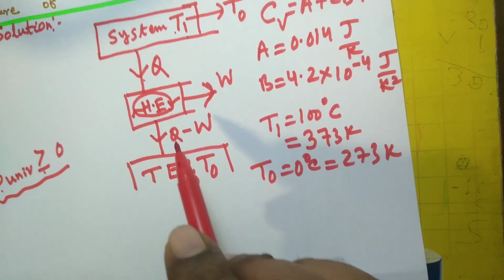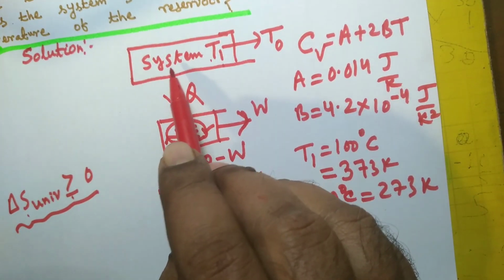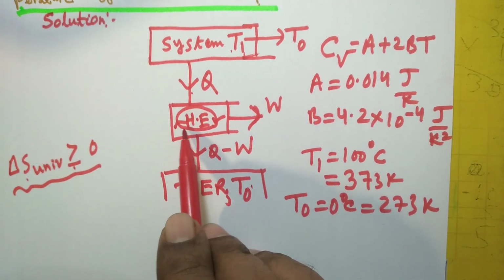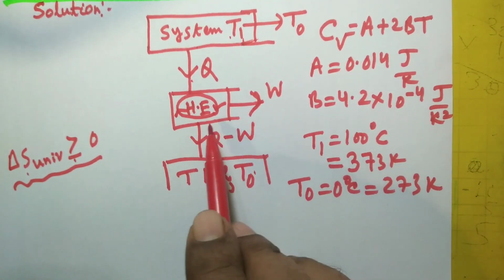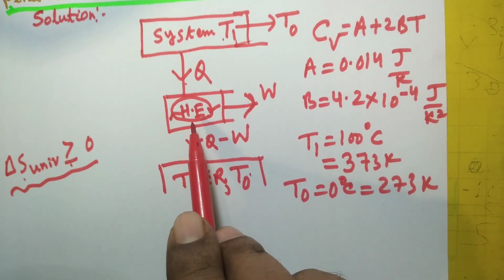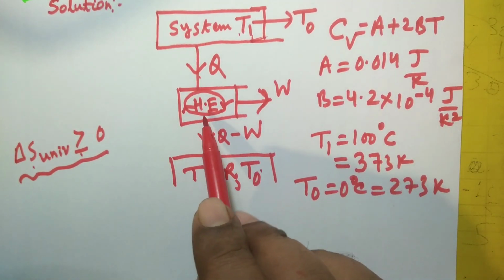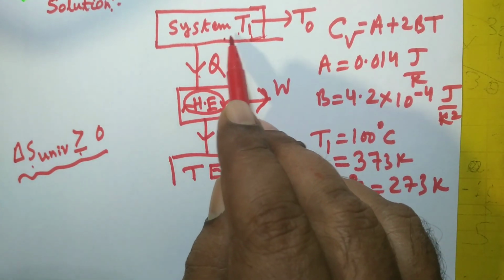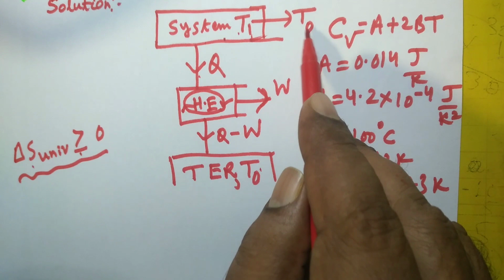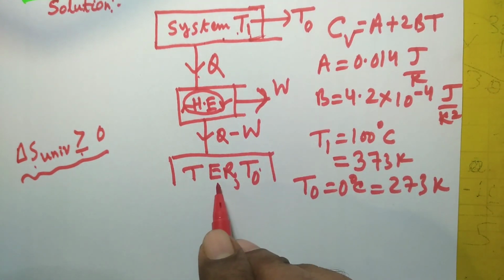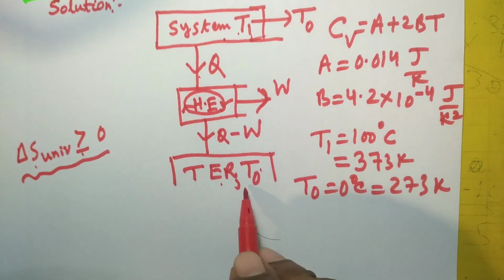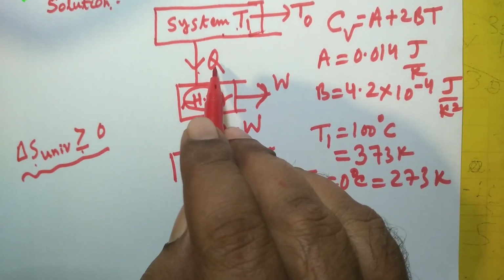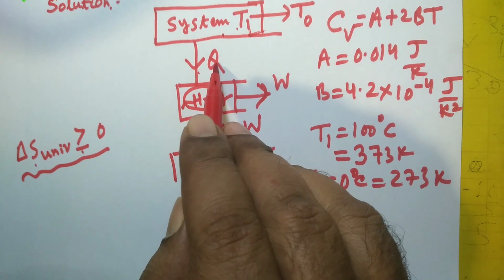There are three parts of this universe, the composite system. One is the system, another is the reservoir, and another is the heat engine. Delta S of the heat engine is going to be 0 because the heat engine completes a cyclic process. So we have to find out the change in entropy of the system as the system cools down to temperature T0, and the delta S of the low temperature reservoir also we are to calculate. So for that, first we have to find out what is the value of Q.